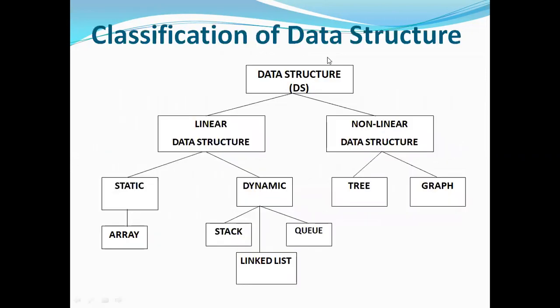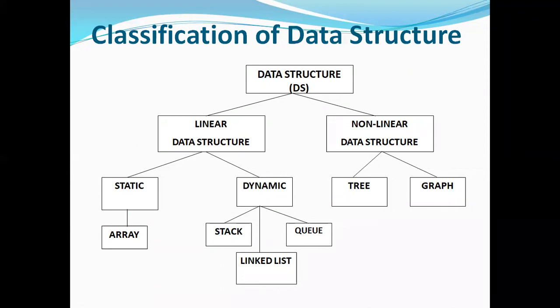So here is the classification of data structures. Data structures can be classified as linear data structures or non-linear data structures. Linear we have further partitioned as static and dynamic. In static we have array, in dynamic we have stack, queue and linked list, and in the case of non-linear we have tree and graph.